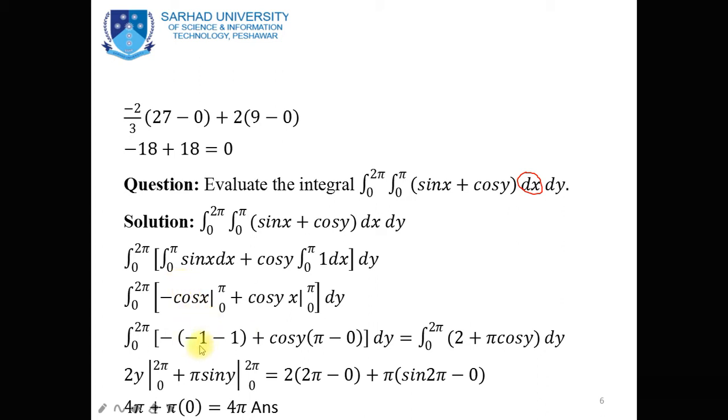So putting upper limit minus lower limit, and now putting x is equal to pi and putting x is equal to 0, upper limit minus lower limit. So after simplification we obtain integration from 0 to 2 pi of 2 plus pi into cos y.